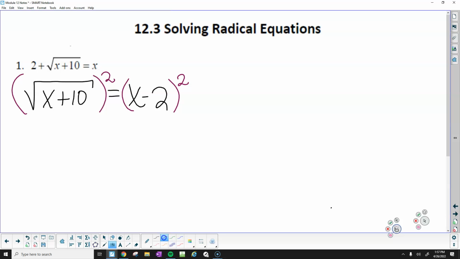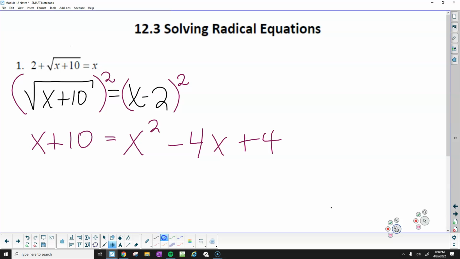What you do to one side, you have to do to the other. So over there on the left side, y'all, it's just x plus 10. Oh, but look at the right side. You better FOIL that out without showing any work. Do it in your head. So this is x squared, what? Minus 4x. Whatever sign is there goes there. What's the last term? 4. It's always positive. Good.